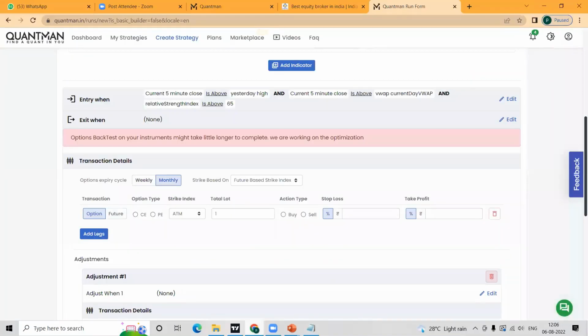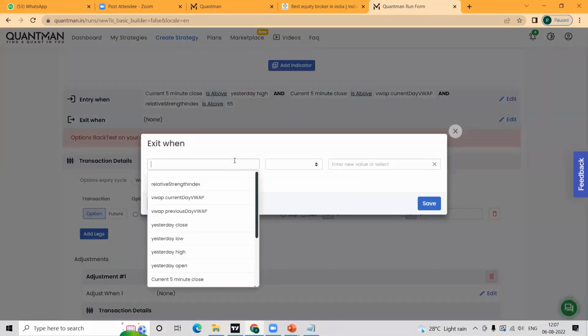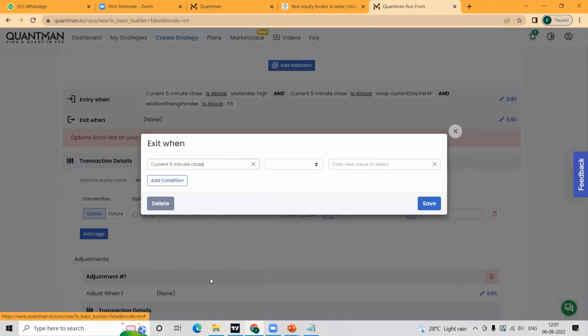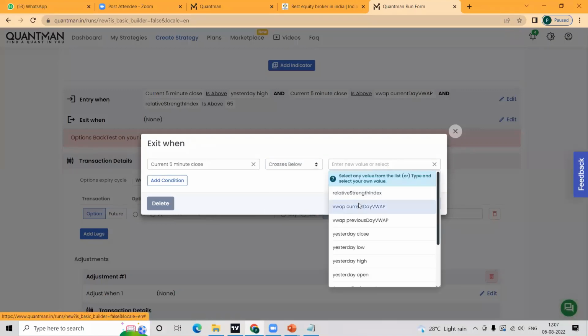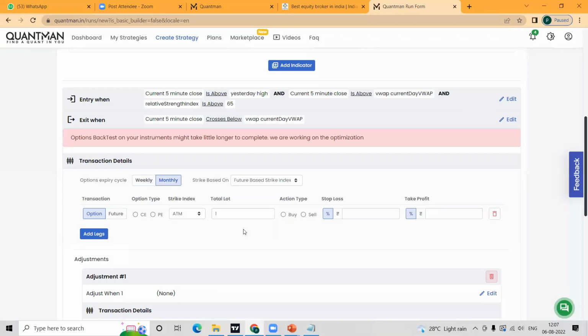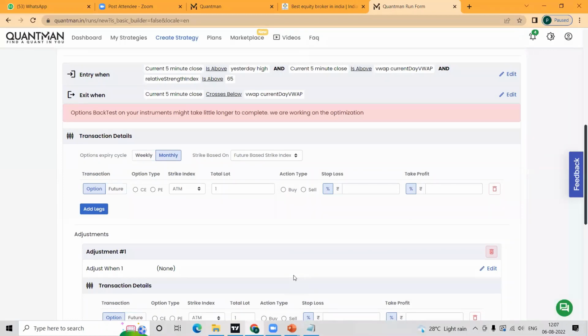What is the exit logic? I already told you VWAP is to be used. So I am going to use VWAP as a stop loss. Whenever the current close price crosses below VWAP, then I am going to exit the trade. Ignore that. These are the adjustments. We are working in the beta testing phase, so you will get it in the future, in 1 or 2 months.